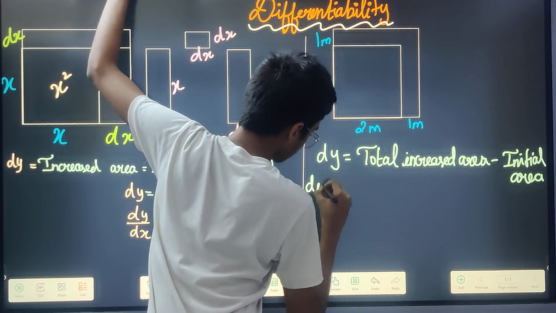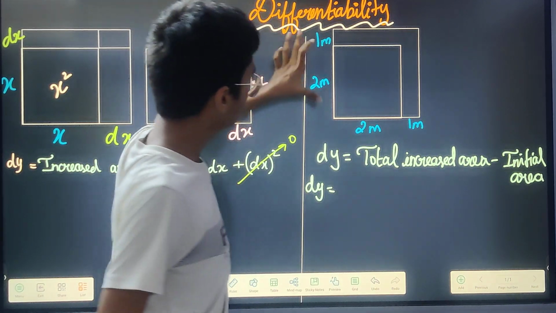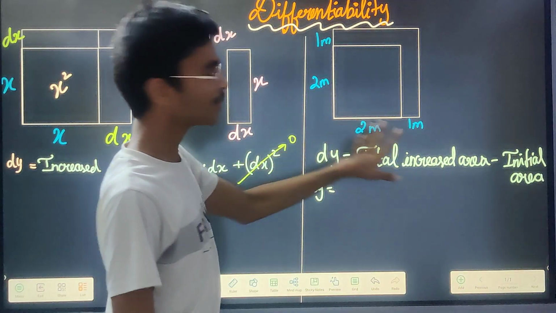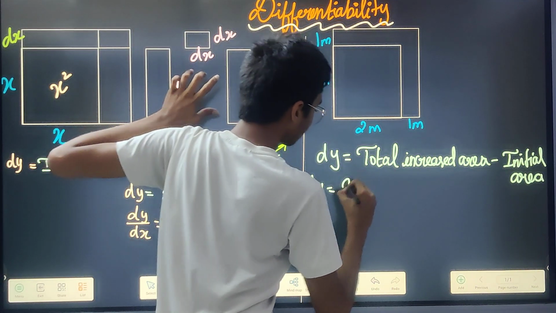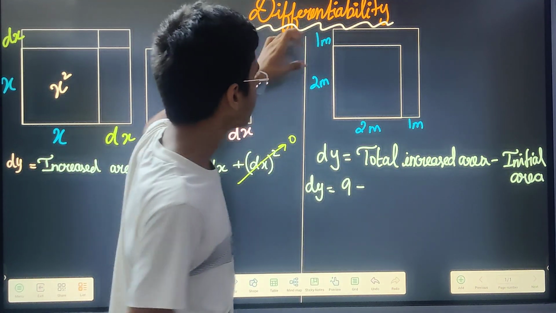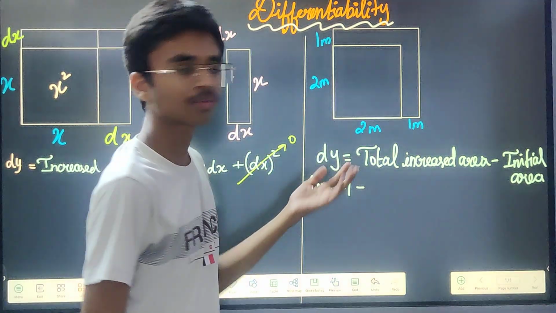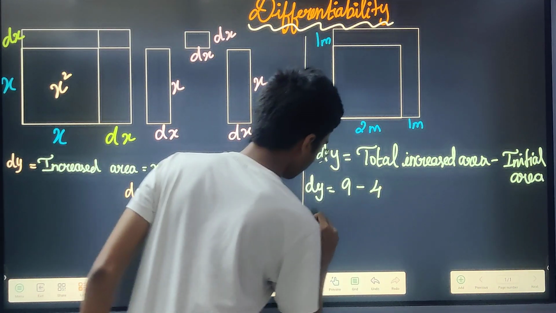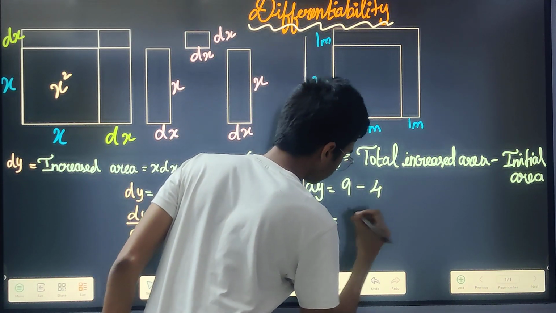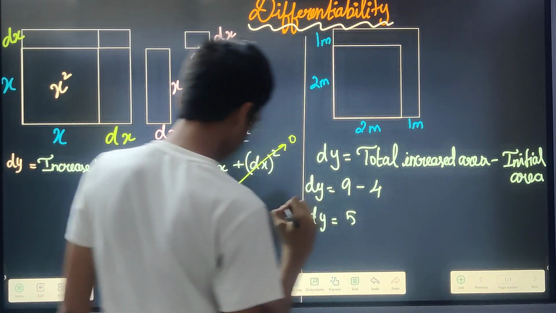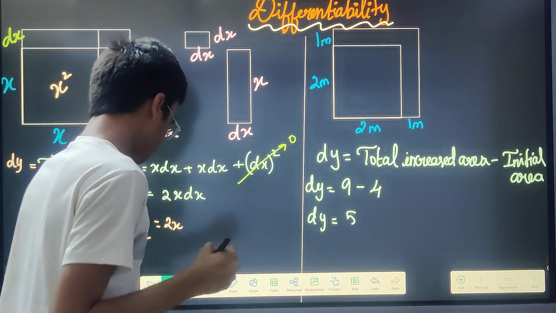So what is that? dy is equal to the total increased area. Here it is 3, here also it is 3, so the total is 9. So 9 minus the initial area. What is the initial area? 2 into 2, which is 4. So here dy is going to be 5.